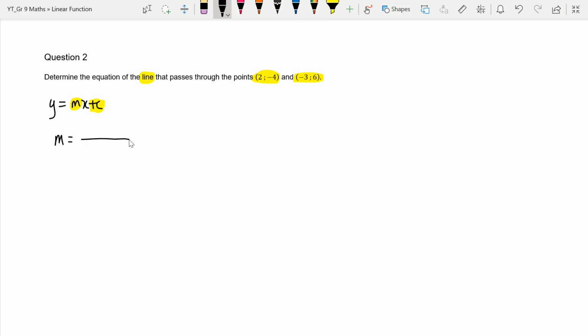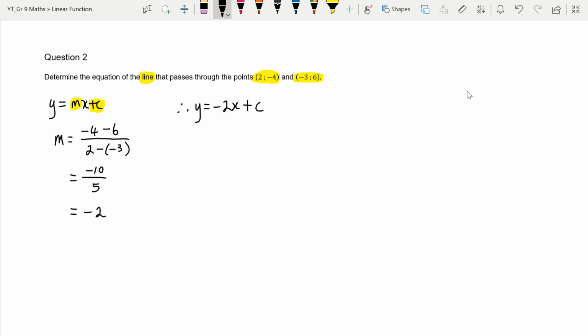The gradient is equal to my change in y, subtract my 2 y values, and then I am subtracting my 2 x values, and there I'm subtracting a value that is already negative. So that would give me negative 10, and that will be 2 plus 3, which is 5, and that is equal to negative 2. So if you haven't been practicing this, go back to the video on practicing gradients. It's very important. So then so far we've got that y is equal to negative 2x plus c.